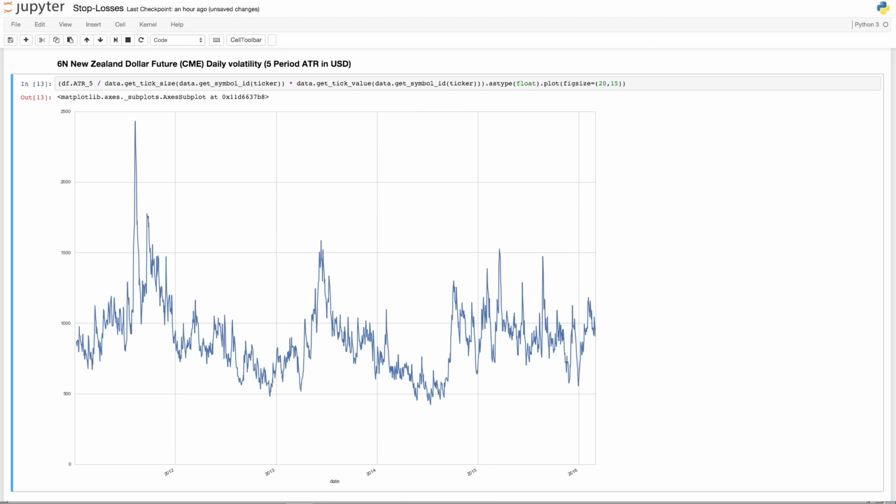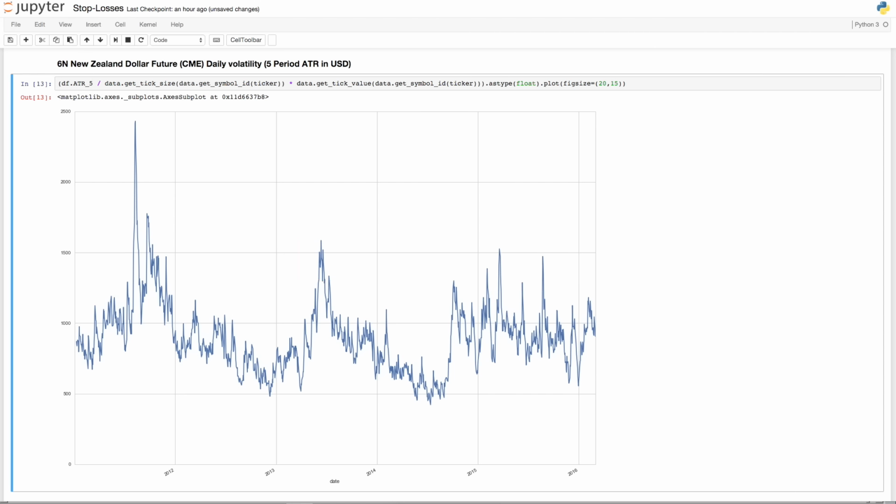That's the New Zealand dollar future traded at the CME. And it shows us the daily volatility of a 5-period average true range in US dollars during the last about 5 years. There are periods where this market just moves about $500, $700 per day, and there are periods where it moves almost $2,500. Then there are periods where it moves about $1,500 and so on.